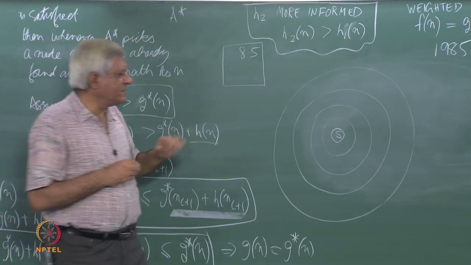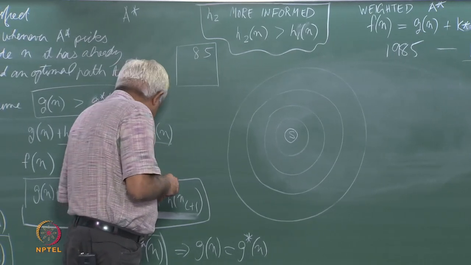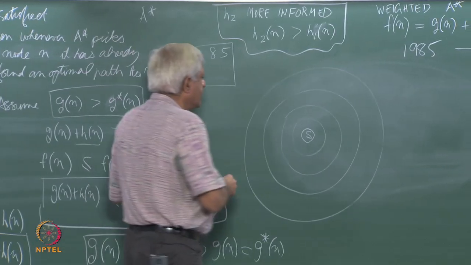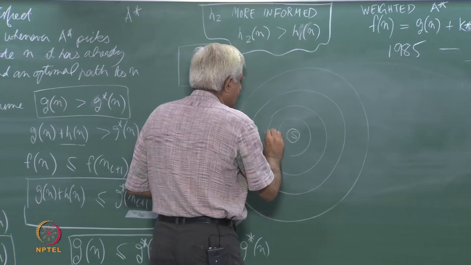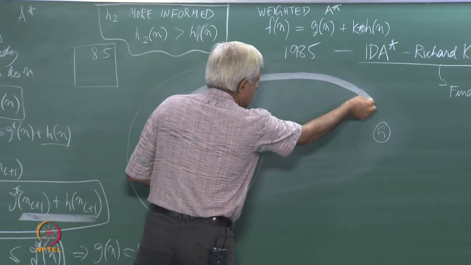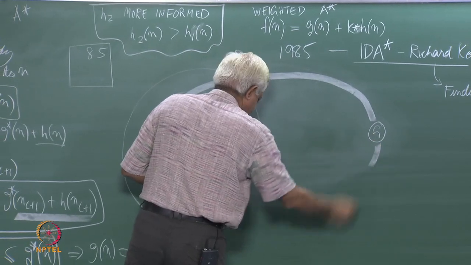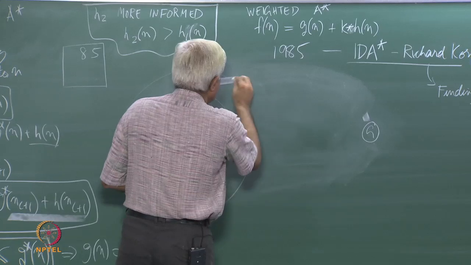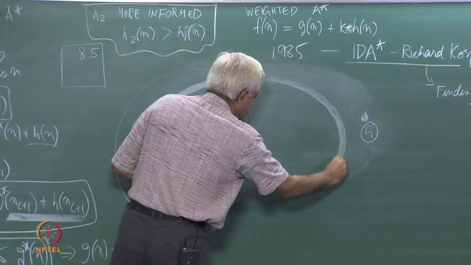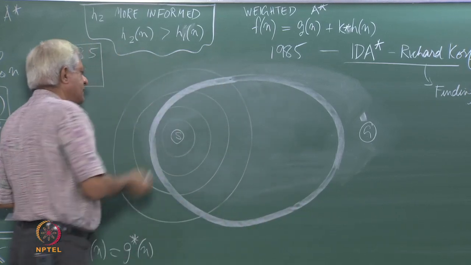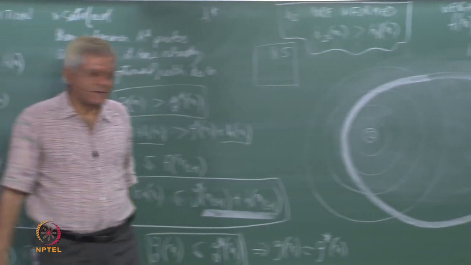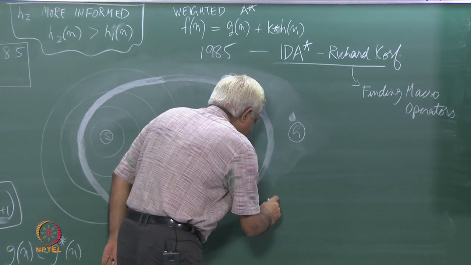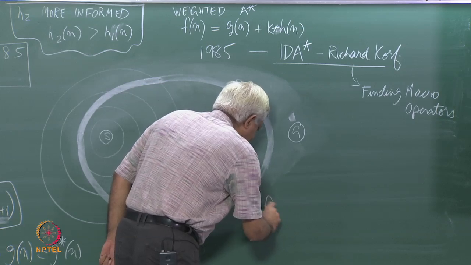IDA star is basically a variation of this. It says that you draw a boundary which you use for controlling your search, and the boundary is essentially those nodes, well, it should fall short of this actually, something like this. Okay, so it may not be exact, just to depict this essentially. So, this is a curve which is defined by f star of s.